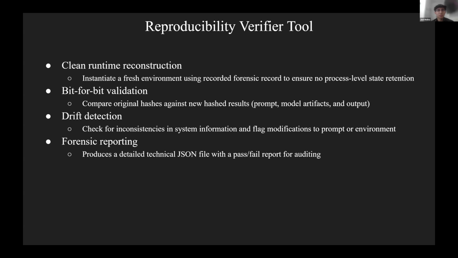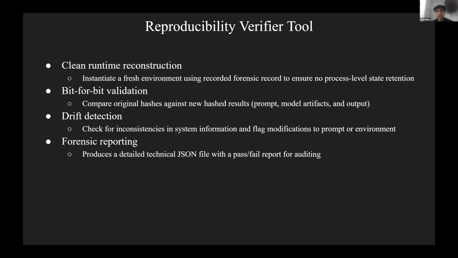Once you have that stored, you can use this tool where you run a clean runtime reconstruction. So that means you're taking the entire forensic record, you're running a brand new subprocess. So there's no RAM saved, there's no caching of model weights, there's no cache. Then you perform bit for bit validation. So you rerun the inference. You compare the original hashes against the new hashed results, and you determine if there is any non-determinism. But based on the framework, it should be deterministic, and my experiments will show that later.